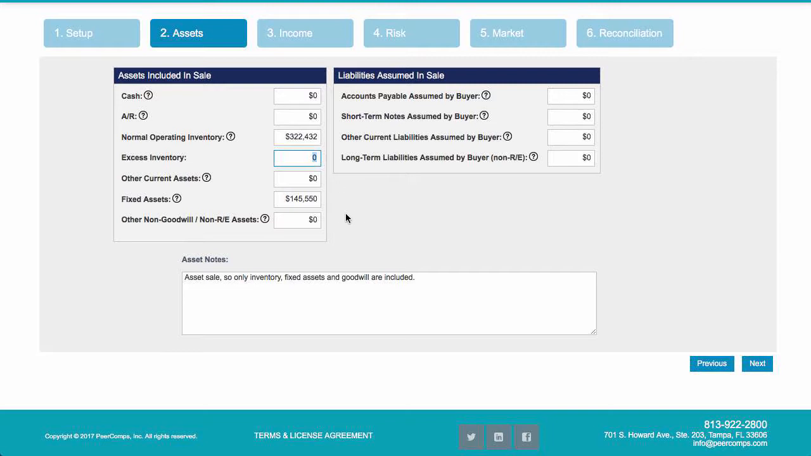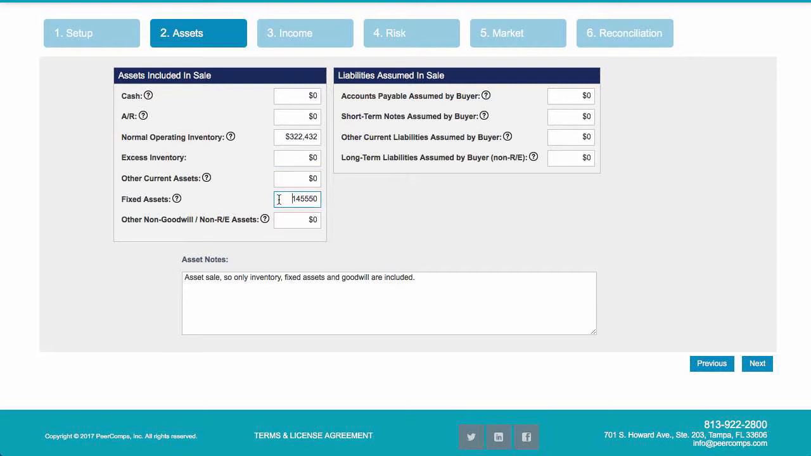The inventory section is broken down into two areas. One is going to be normal operating inventory. The second is going to be excess inventory. There are some industries where there's going to be seasonality, and if you are valuing that business during a high season, that business may have some excess inventory. So at that point, we would put the normal inventory in the normal inventory box, and then we would add in the excess inventory to take into consideration any seasonal inventory or excess inventory.